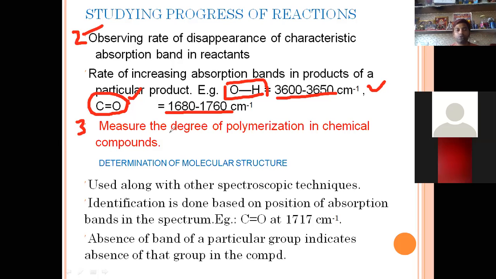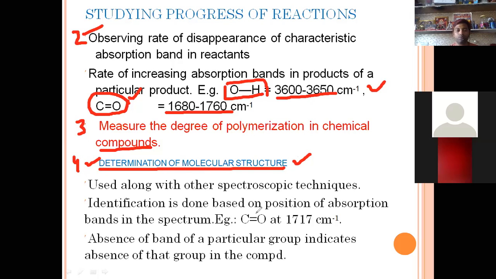The third one: it can be used to measure the degree of polymerization in chemical compounds, mostly in polymers. The fourth one: it can be used for the determination of molecular structure, used along with other spectroscopic techniques.